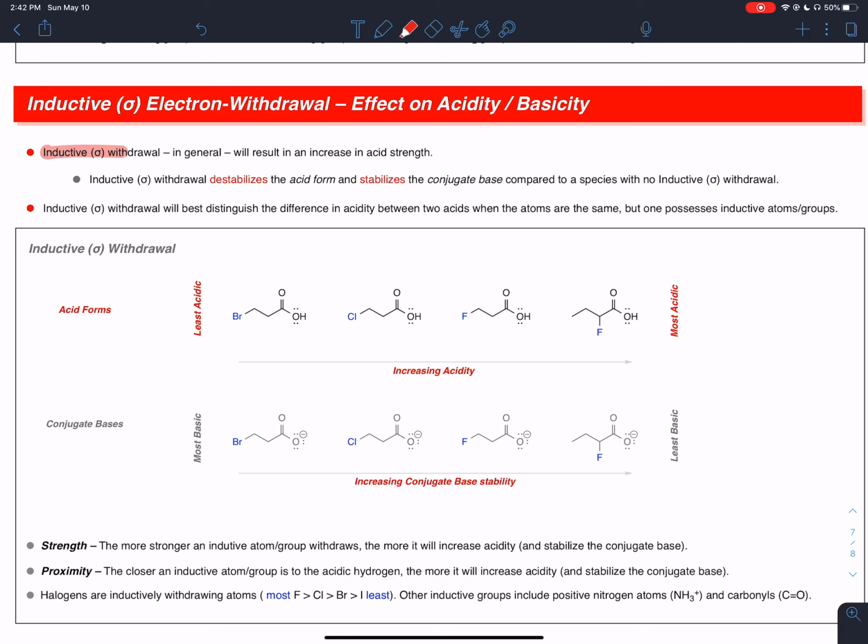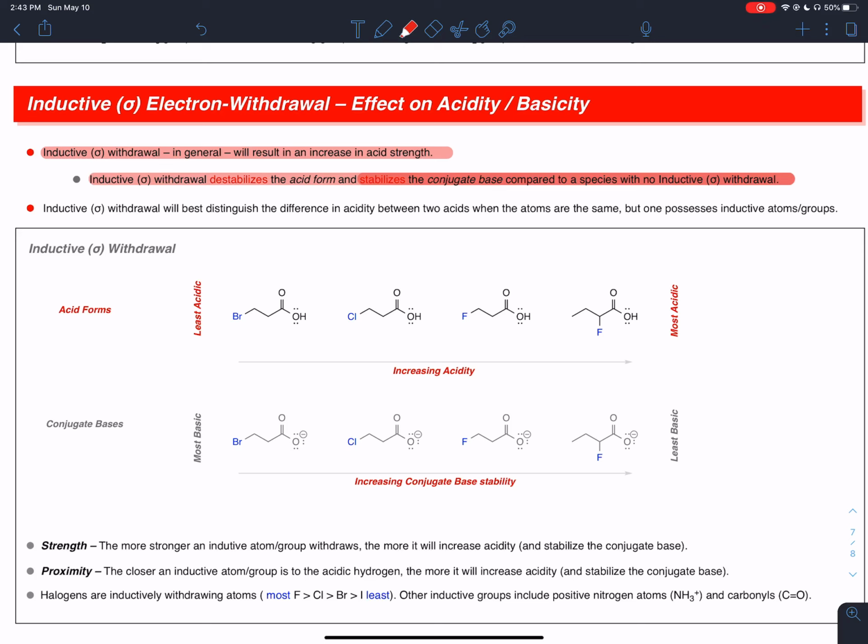Now, inductive electron withdrawal will result in an increase in acid strength. The effect of the inductive group is kind of twofold, okay? This is important. The inductive withdrawing group will not only destabilize the acid form, but it will stabilize the conjugate base compared to a molecule where there is no inductive withdrawing group, okay? So the acid becomes more acidic. It is destabilized by the withdrawing group, the inductive atom or group. But that inductive withdrawing atom or group will stabilize the conjugate base.